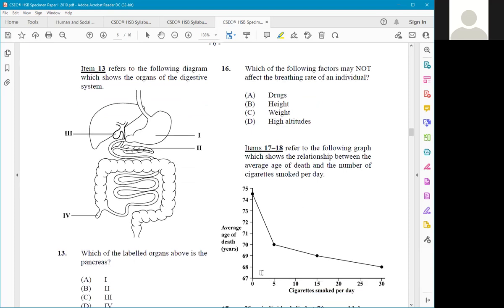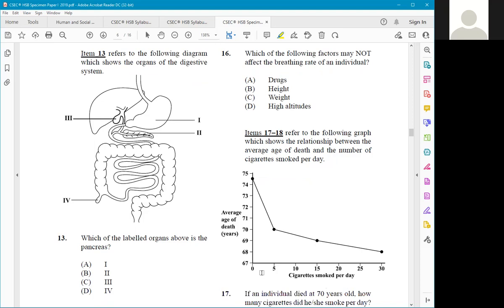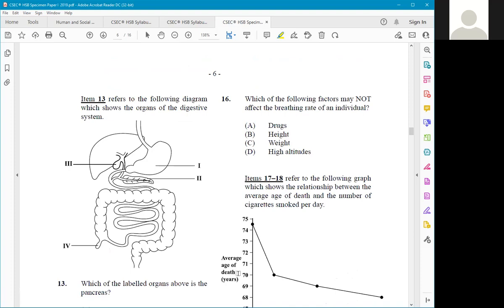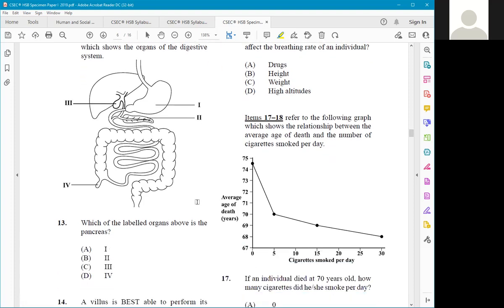Number 13. Nice diagram. Item 13 refers to the following diagram, which shows the organs of the digestive system. It's not a popular CXC diagram. I already took this diagram and used it in an exam. Which of the labeled organs? Okay, before we go to the question, 1 is the stomach, 2 is the pancreas, 3 is the gallbladder, and 4 is the appendix. So now, which of the labeled organs above is the pancreas? 2, which corresponds to B, so B is the correct answer for number 13.